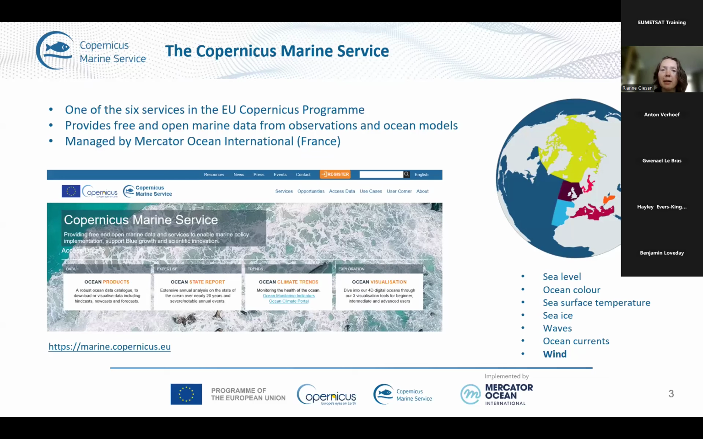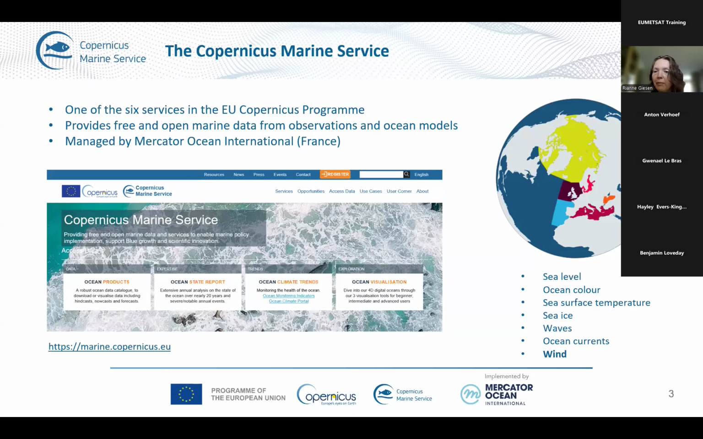You might also know CAMS, which is the Atmospheric Service, or C3S, which is the Climate Change Service. And the Copernicus Marine Service provides free and open marine data, both from observations, which can be both satellites or in situ observations, and from ocean models. And it's managed by Mercator Ocean International from France. The Copernicus Marine Service offers both global products, but also products specifically targeted for the European seas. And they provide really a wealth of different variables.